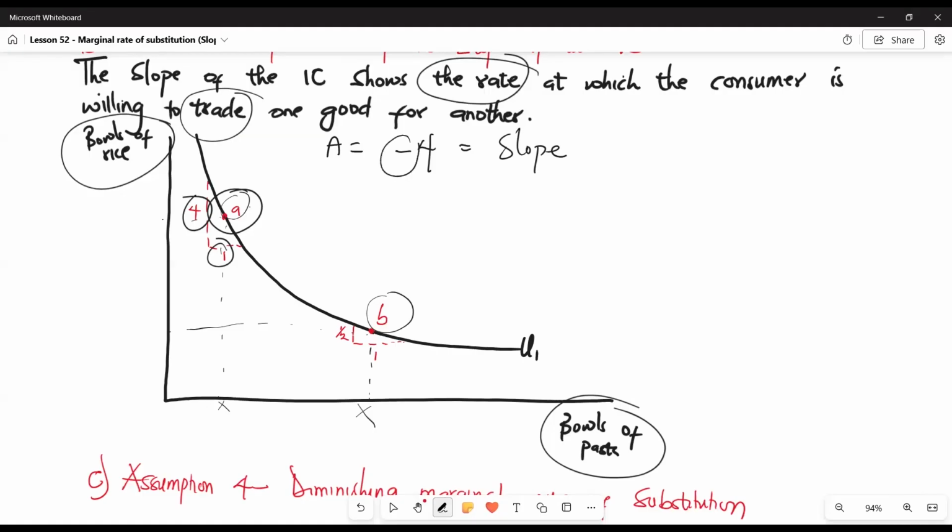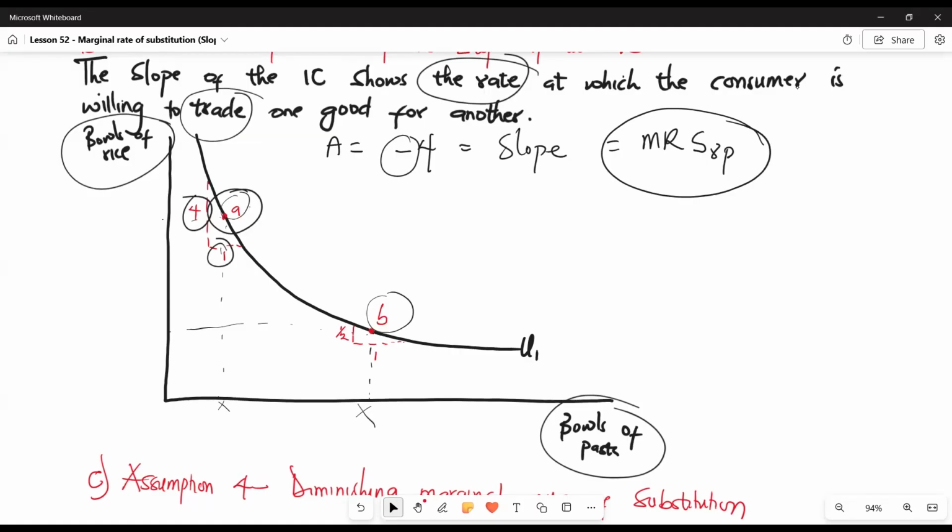But you can see that I have added a negative here. So we simply add the negative to represent the negative relationship that exists between the two goods. The negative of the slope of an indifference curve at any particular point is the marginal rate of substitution of rice for pasta. We can write this as marginal rate of substitution, rice for pasta. This is simply the slope of the indifference curve, representing the rate at which Ella is going to trade off rice for an extra bowl of pasta.